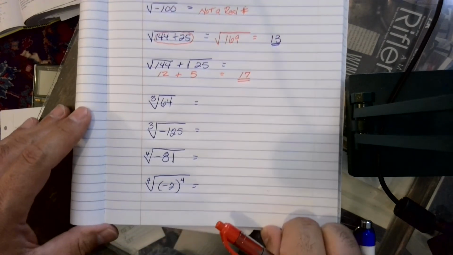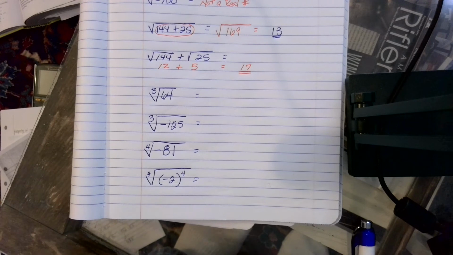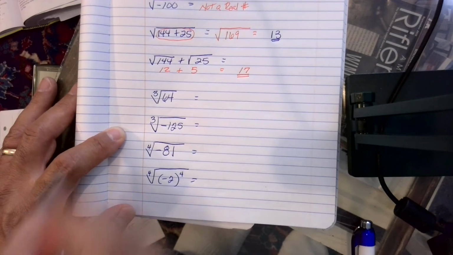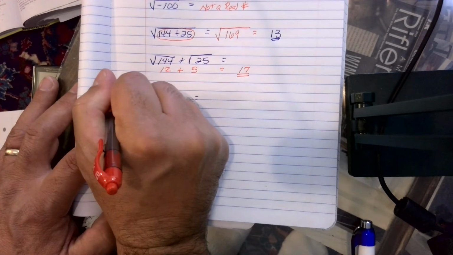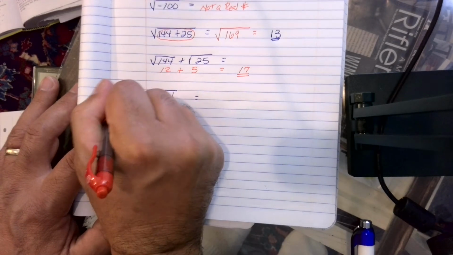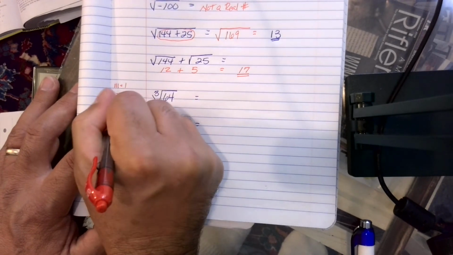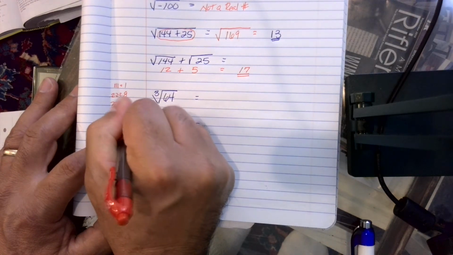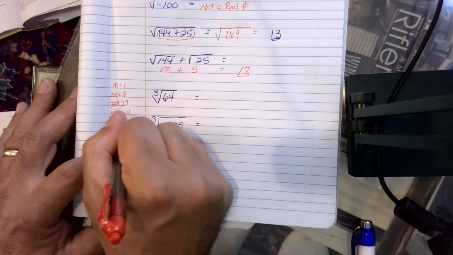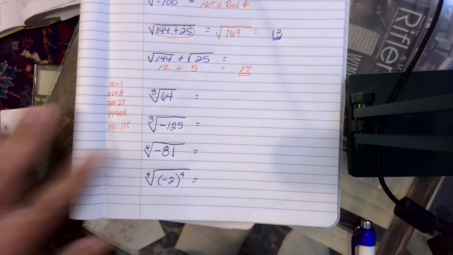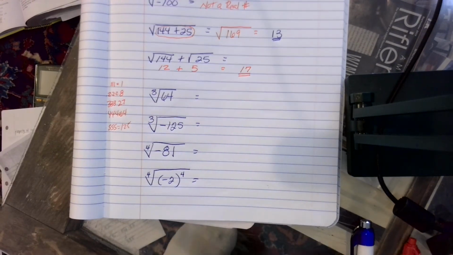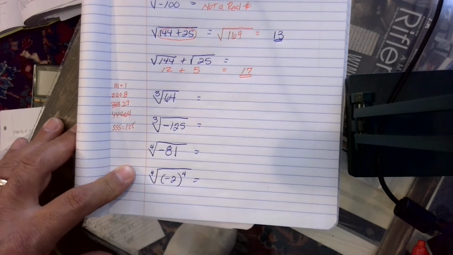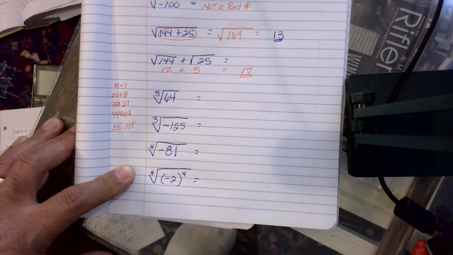In this next example, it's the cube root of 64. I'm not sure how comfortable you are with your cubes, but you might want to list your cubes. You know, like 1 times 1 times 1 is 1. 2 times 2 times 2 is 8. 3 times 3 times 3 is 27. 4 times 4 times 4 is 64. 5 times 5 times 5 is 125. And we could probably stop there. So you know that you have a few cubes. These are perfect cubes: 1, 8, 27, 64, and 125.